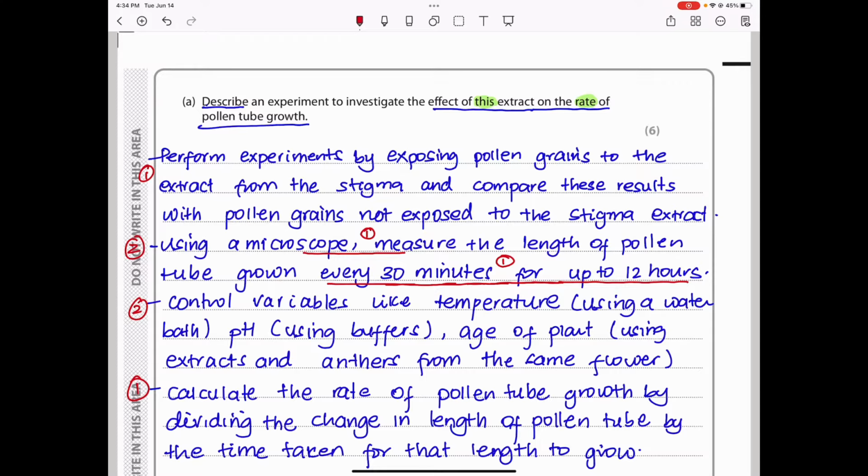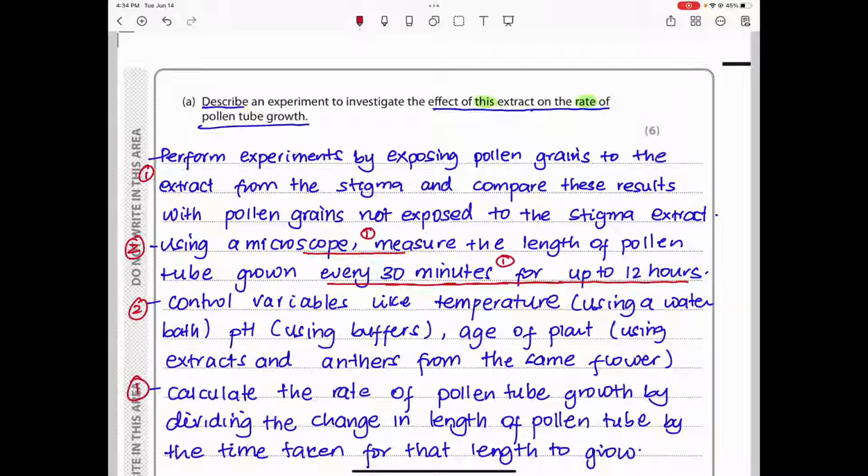So they say, describe an experiment to investigate the effect of this extract on the rate of pollen tube growth. This extract is got from the stigma, and we're going to expose it to the pollen grains and see if germination will occur and the pollen tube will grow. So to perform the experiment, we expose the pollen grains to the extract from the stigma, and then we compare with pollen grains not exposed to the extract from the stigma. The thing we have to measure here is the length of the pollen tube.